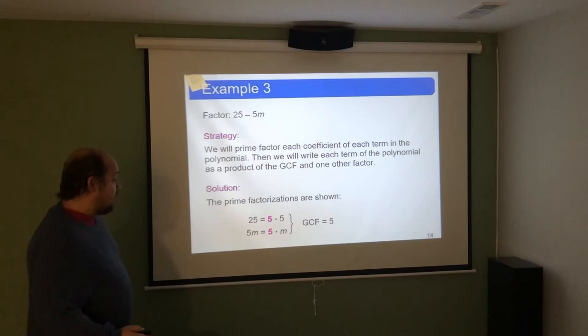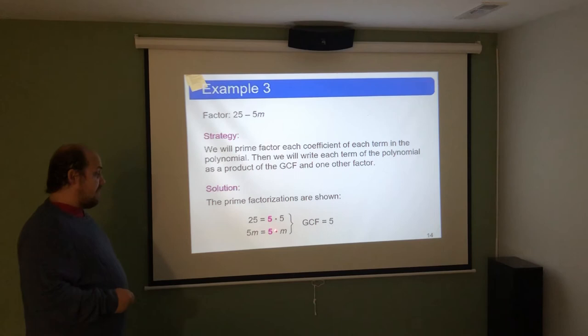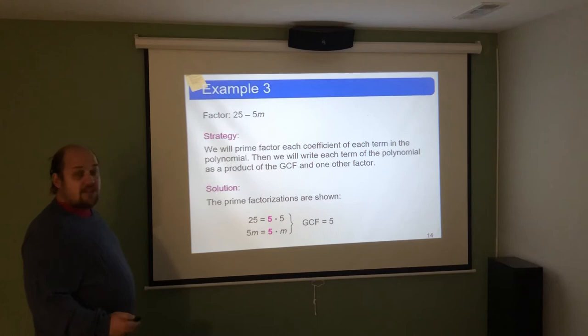So here we've written 25 as 5 times 5, we've written 5m as 5 times m. The common factor is this 5. We've identified the common factor. We're now going to divide each term by that common factor to get what's left over.